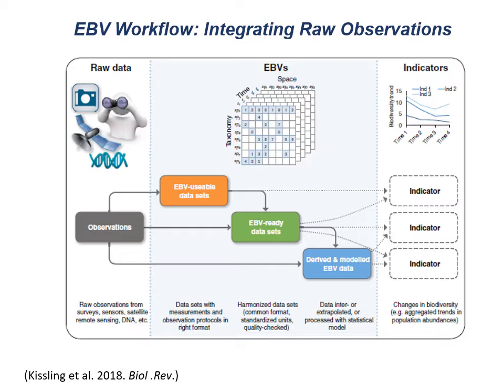This is a cartoon from Kissling et al. 2018, and it represents the workflow from raw observations to EBVs to indicators. So generally the process starts by identifying the raw observations from different sources as EBV usable data sets, and then standardizing and harmonizing as needed for EBV ready status. So the question is, where are we in relationship to this workflow?